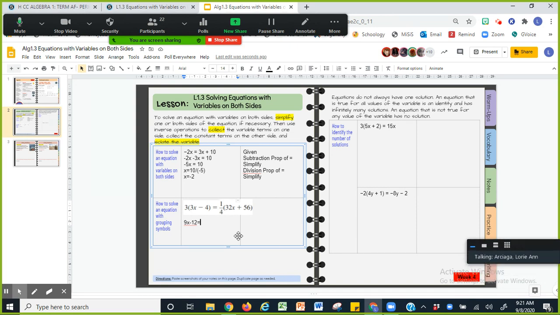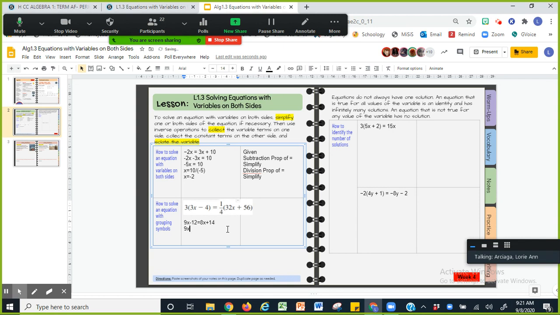Okay, so as your classmates have mentioned, we distribute 3 to the 3x minus 4 and it becomes 9x minus 12. And then we do this again with 1 over 4. If you're trying to distribute a fraction, you are going to divide 32 and 56 by 4. Okay, so let's do that. If we divide 32 by 4, you get 8, so 8x. Then 56 divided by 4 will become 14. There you go. Then we're going to collect like terms again.